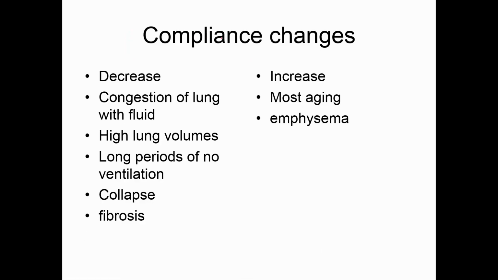All right, so why would compliance decrease, or why would the lungs get stiffer? Could be because you have congestion of fluid in the lungs, so pneumonia or pulmonary edema. It could be because you're at very high lung volumes. Maybe this person has had long periods of no ventilation or low ventilation because the lungs have collapsed, so a pneumothorax. It could be because of fibrosis. Decreases in compliance cause a kind of disease we call restrictive disease. It's a restrictive pattern, and we'll talk about that more as we get into pathophysiology.